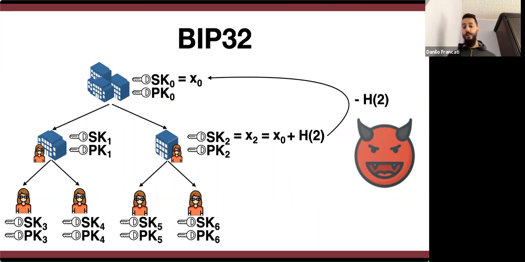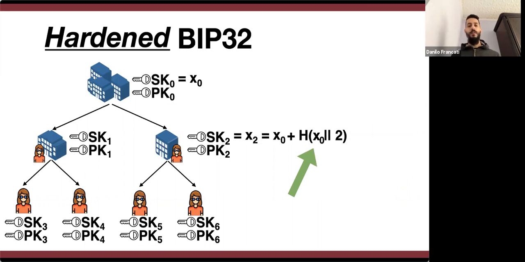That is a public computable way. So there is also another version that is called the hardened version of the wallet. And now in the hash, we also include the secret key of the father. So the hash is not the hash of the identifier, but it's the hash of the secret key of the father concatenated with the identifier, in this case, too.